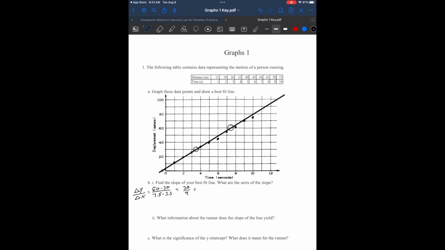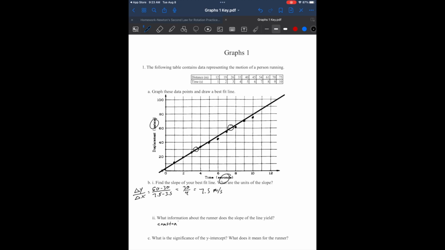Handy dandy calculator. And I get 7.5. Now it is rise over run, so the units of the rise was meters and the units of the run was seconds, so it'd be meters over second. So 7.5 meters per second would be the velocity of my runner.